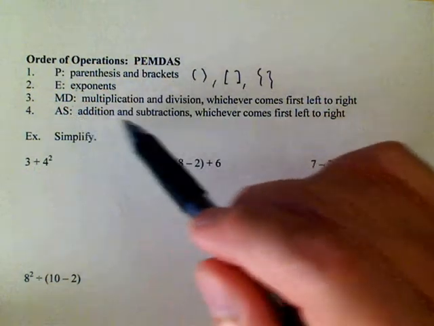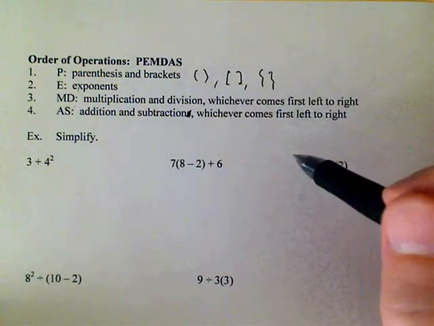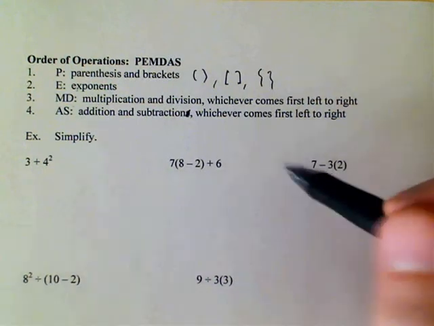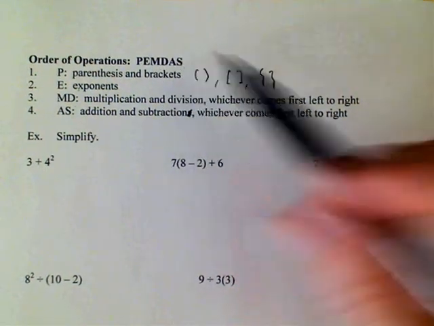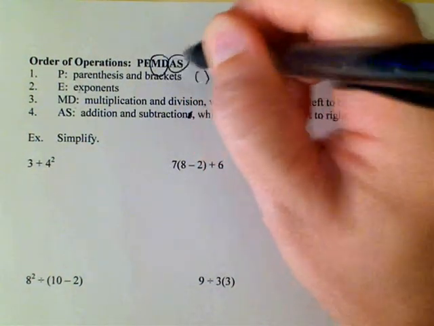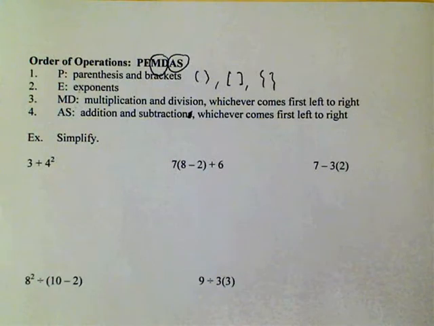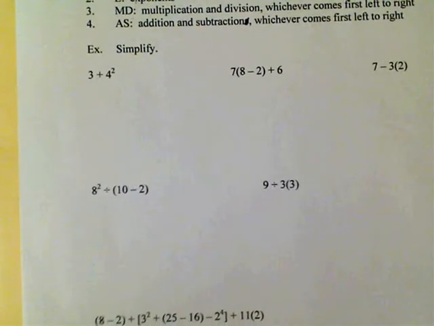The A and the S represent addition and subtraction. Whichever comes first, left or right. So this PEMDAS could be PEDMAS, or PEDMSA. Or in other words, the M and the D go together and the A and the S go together. Whichever comes first, left or right. So let's do some examples so you can have a better understanding of what's going on.